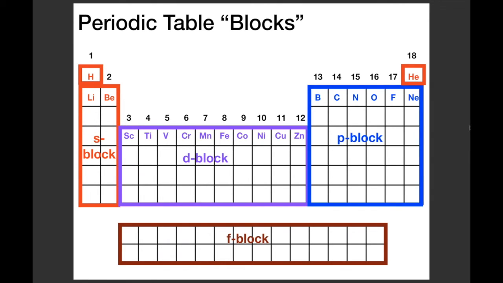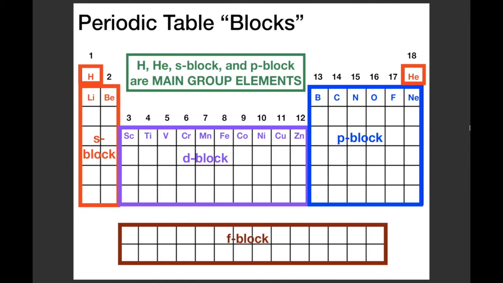And the elements in columns 13 through 18, with the exception of helium, are referred to as P block elements. Sometimes one will describe main group elements. Main group elements are those that are contained in the p block, the s block, hydrogen, and helium. The elements found in the d block and the f block are not main group elements.